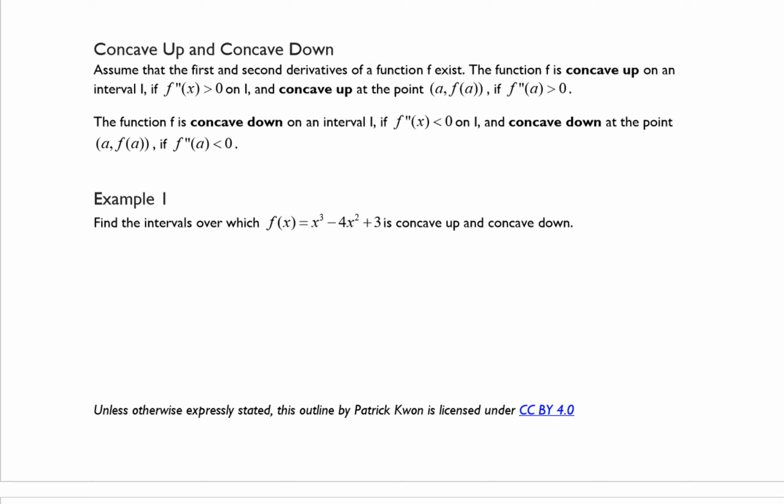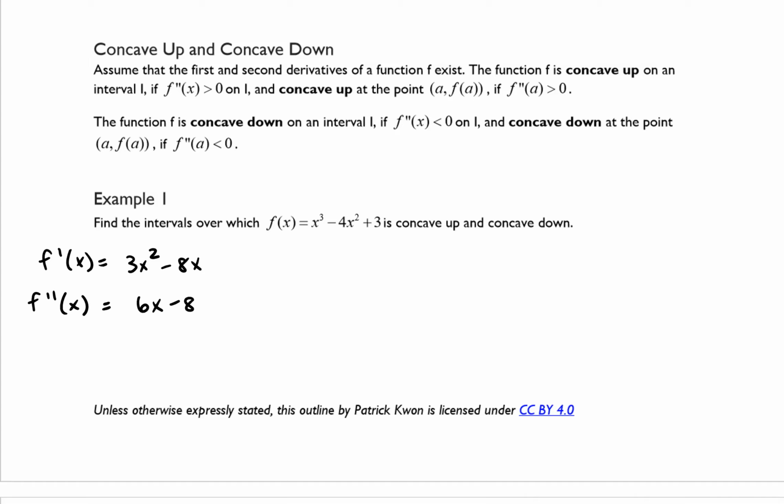Example 1 says, find the intervals over which f of x equals x cubed minus 4x squared plus 3 is concave up and concave down. So let's go ahead and find the first derivative. That's going to be 3x squared minus 8x. And then we need to find the second derivative, and that is 6x minus 8.